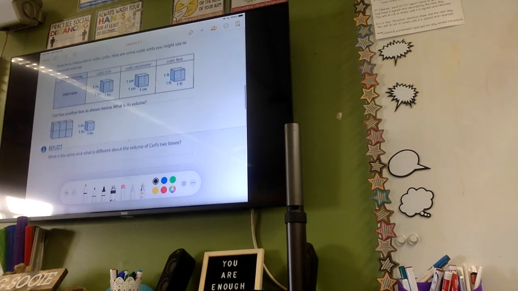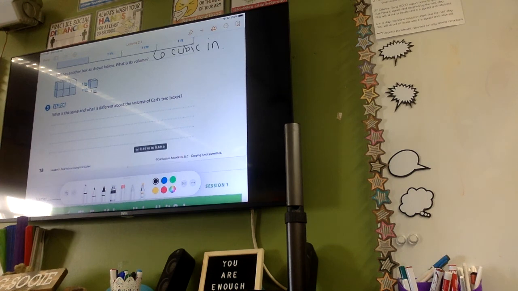Okay, so let's look at this box that they've shown us now. Carl has another box shown below. What is the volume? It's still 6, but what is our unit this time? Cubic inches this time. So you've got to pay attention to what that unit is. Now, every rectangular prism we look at will have the same unit on each side. They're not going to try to trick you and make 1 feet and 1 inches. They're not going to do that. It'll all be the same. So you'll have 1 unit you're looking at.